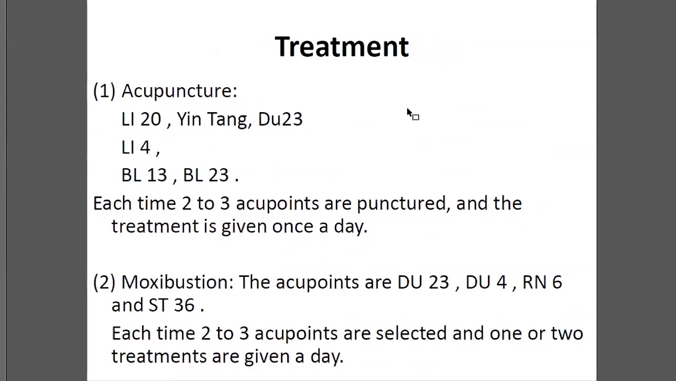So the points: we say LI20 and Yintang, local points. LI4 is a distal point. Other points are qi tonifying and yang tonifying. They put yang tonifying especially before they do moxa there. So they say moxa on Du23, that still helps with some qi and serves as a local point also. And Du4, that's mainly for yang tonifying. And then Ren6 is qi tonifying. Stomach 36, qi tonifying.